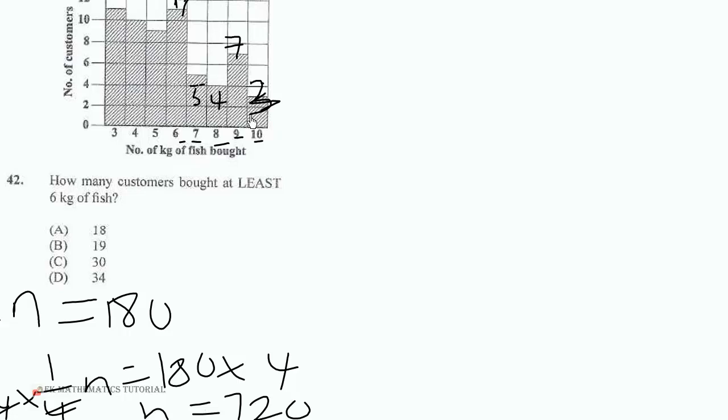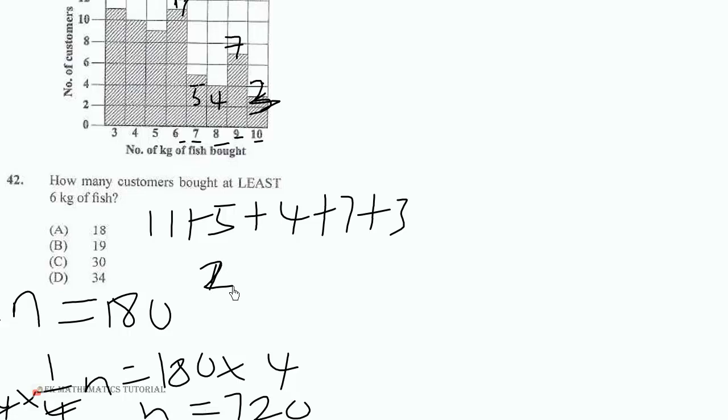So let's add 11 plus 5 plus 4 plus 7 plus 3. 11 plus 5 is 16, 16 plus 4 is 20, 20 plus 7 is 27, 27 plus 3 is 30. So the correct answer is C.